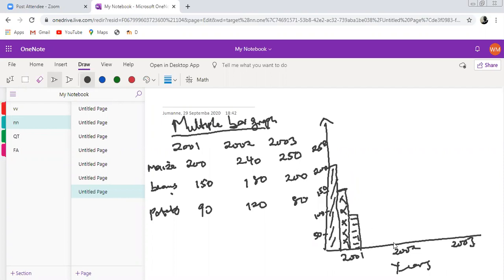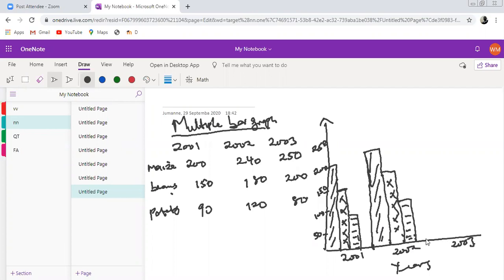Then now, when you go to the next year, you skip. You make sure that there's a gap between 2001 and 2002. So for 2002, the maize was having a production of 240. So we can have 240. For beans, it is 180. So you go up to where you have your 180. And then 120 for potatoes. So you locate your 120 and have it like that. So you shade, this one is for maize. This one is for beans. This one is for potatoes. That is the year 2002.